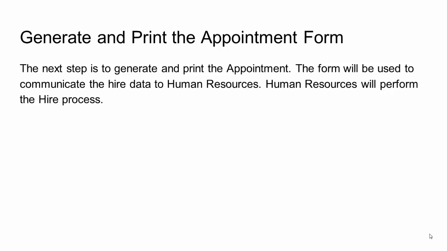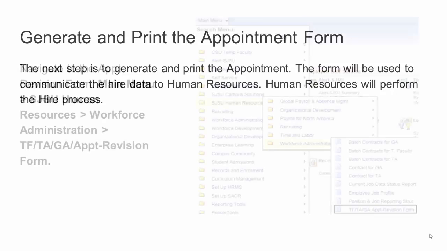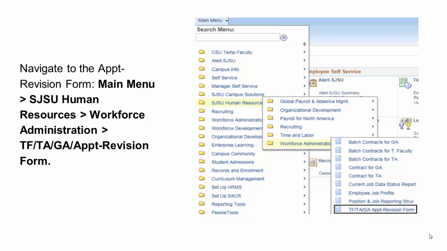Generate and print the appointment form. The next step is to generate and print the appointment. The form will be used to communicate the hire data to Human Resources. Human Resources will perform the hire process. Navigate to the appointment revision form. Main menu, SJSU Human Resources, Workforce Administration, TFTAGA Appointment Revision Form.